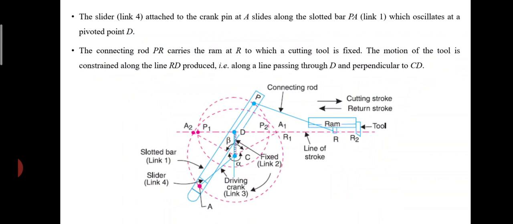The slider 4 attached to the crank pin at A slides along the slotted bar PA, link number 1, which oscillates about the pivoted point D. The connecting rod PR carries the ram at R, to which a cutting tool is fixed. The motion of the tool is constrained along the line RD. Along the line RD, produce a line passing through D and perpendicular to CD. See here the animation of the Whitworth quick return motion mechanism, similar to the crank and slotted lever mechanism.